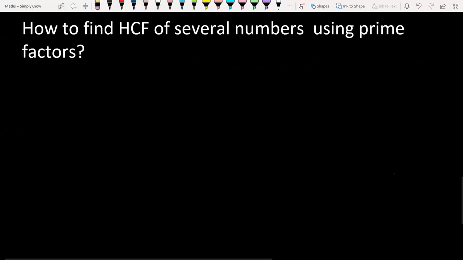In this video, I'm going to explain how to find HCF of several numbers using prime factors. Let's say we need to find the highest common factor of 6 and 12. First, we need to find the prime factors of 6 and 12. For this, we need to divide each number by prime numbers using upside down division.